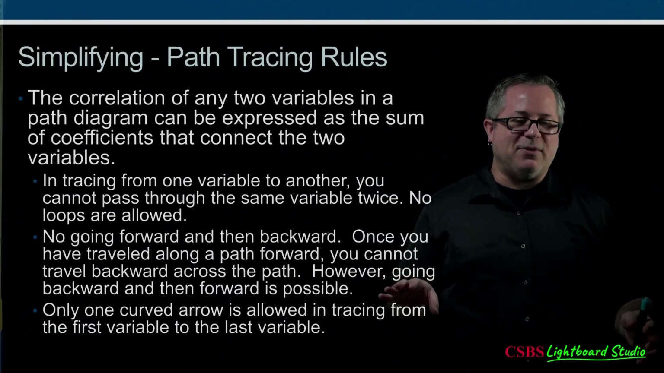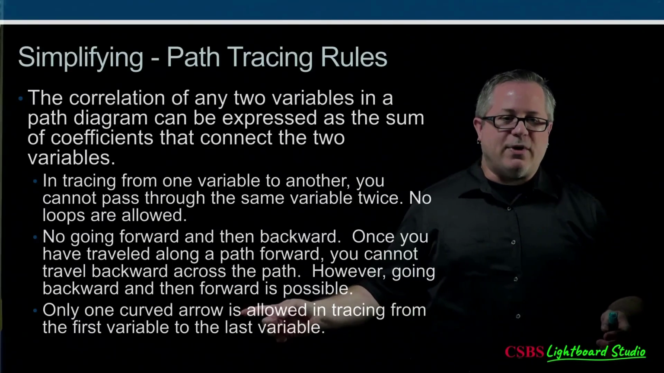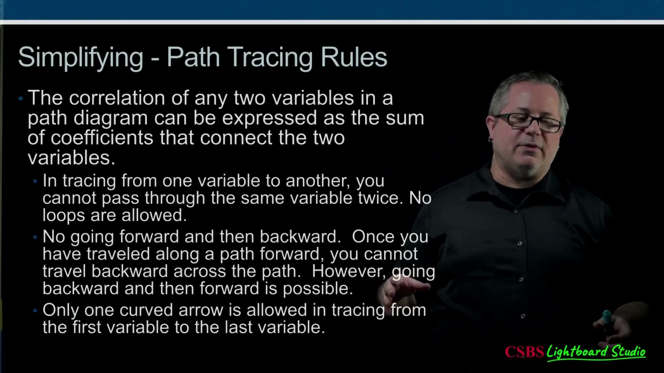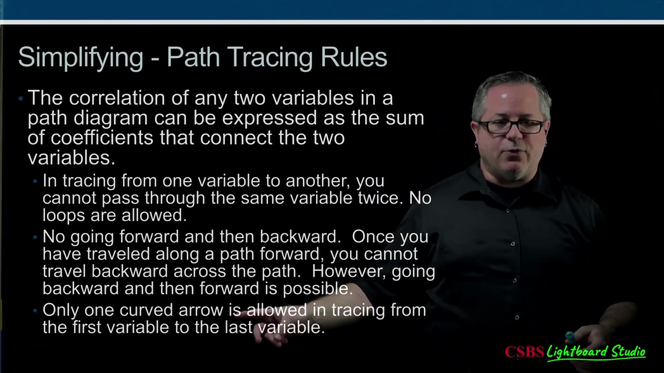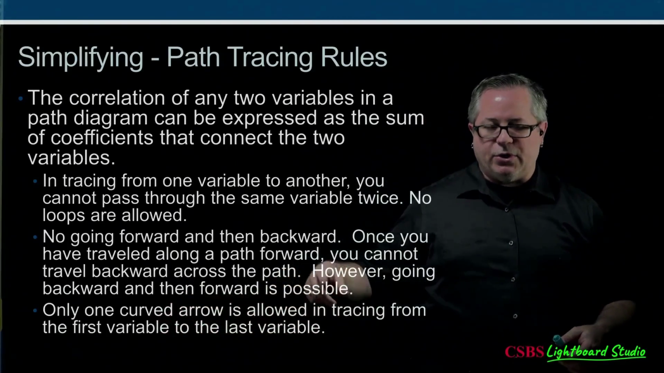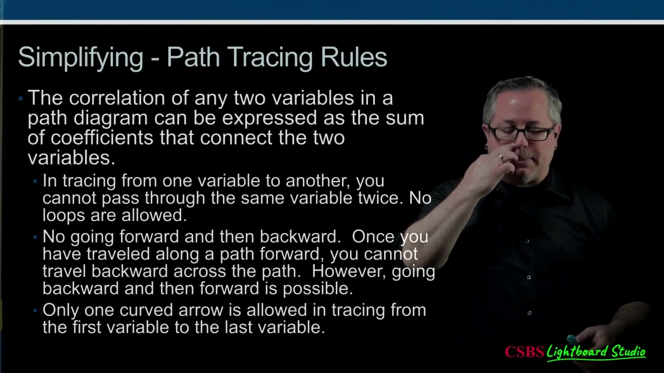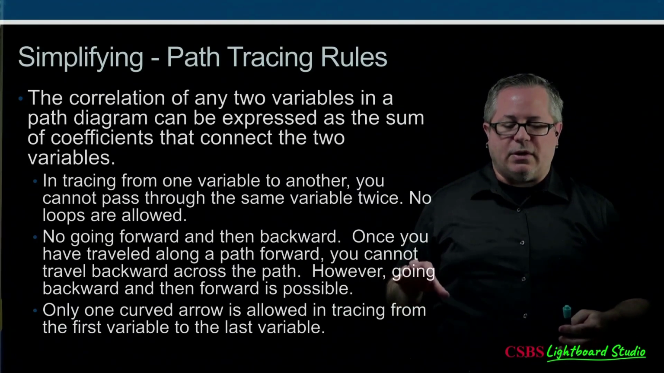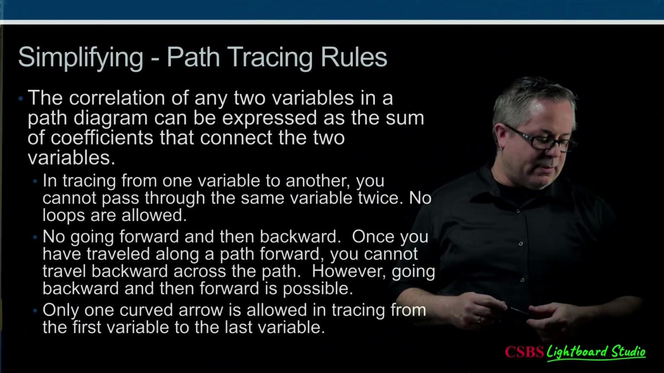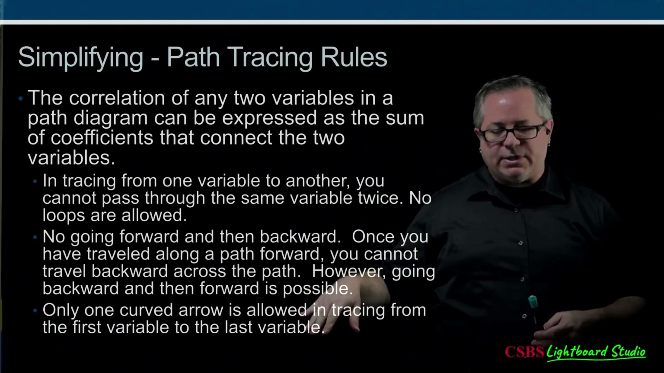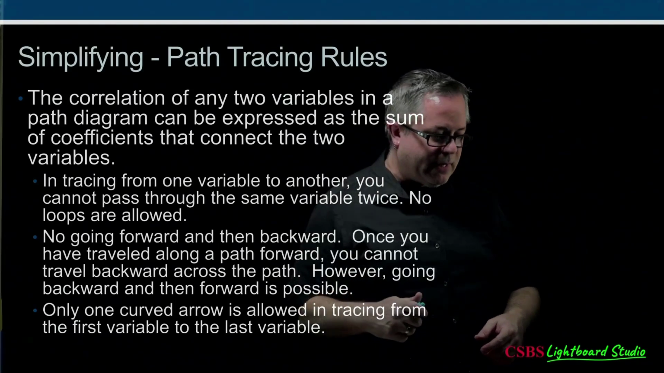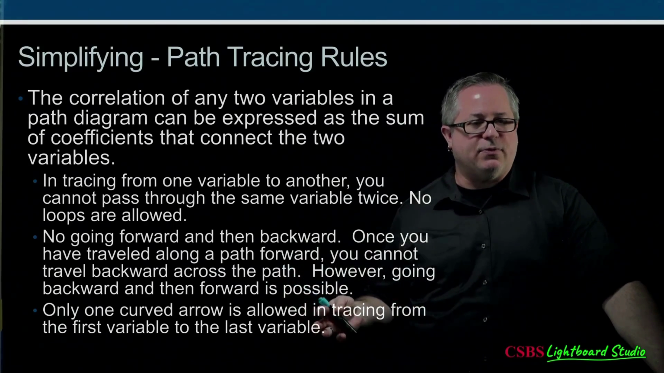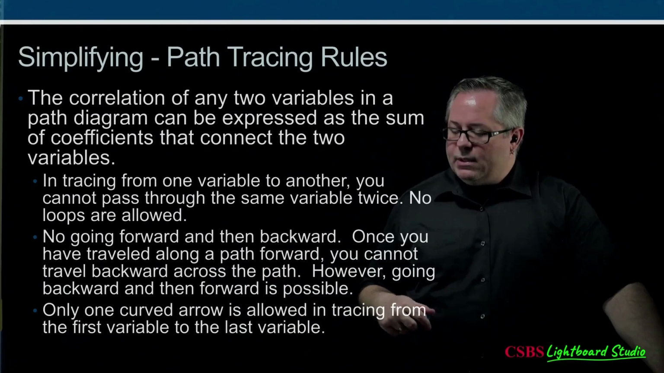As I say, the rules get a little convoluted, but only one curved arrow is allowed in tracing from the first variable to the last variable. What the hell does that mean? When you're talking about an actual covariance in a model, which we don't have in ours, you can include that once, but you don't include it multiple times. One of the reasons, I think, the first time I taught this class, maybe I just went to the path tracing rules and quickly realized that it was probably a little bit difficult to do without talking about the covariance algebra. So I started talking about that too, because it can be kind of confusing.